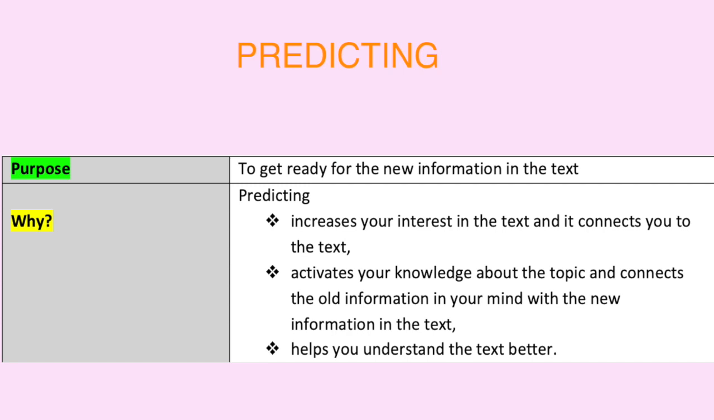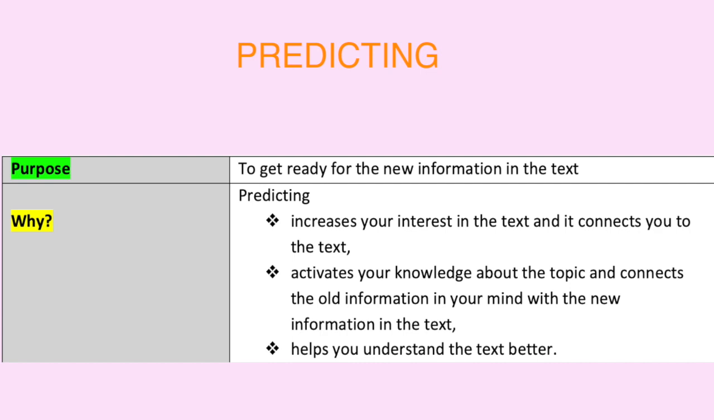The second reading strategy we're gonna look at is predicting. Predicting means trying to tell the topic of the text before you read. And the purpose is to get ready for the new information in the text. Why do we use this technique? Because predicting increases your interest in the text and it connects you to the text. Plus, it activates your knowledge about the topic and connects the old information in your mind with the new information in the text. And it helps you understand the text better.